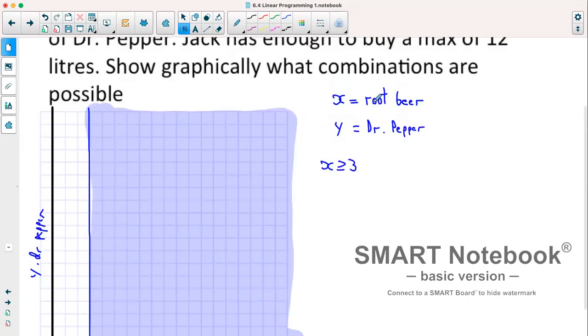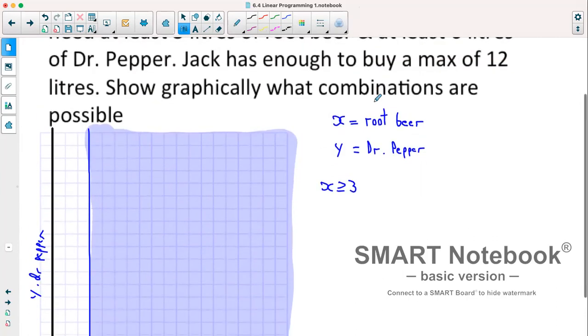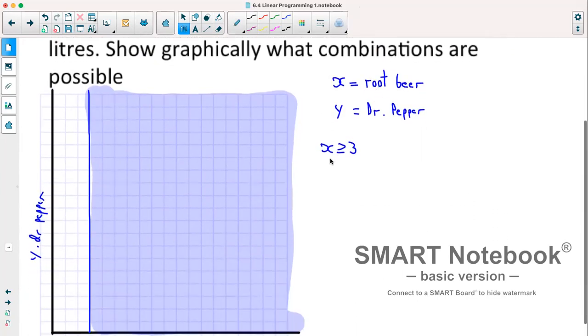Next, we were told that they needed at least 6 liters of Dr. Pepper. So they've got Y is equal or greater than 6. Y is on this axis, so let's see, 1, 2, 3, 4, 5, 6. We know that that's going to be a horizontal line because that's a Y equals. And then because we're larger in it, we're going to shade above our line.